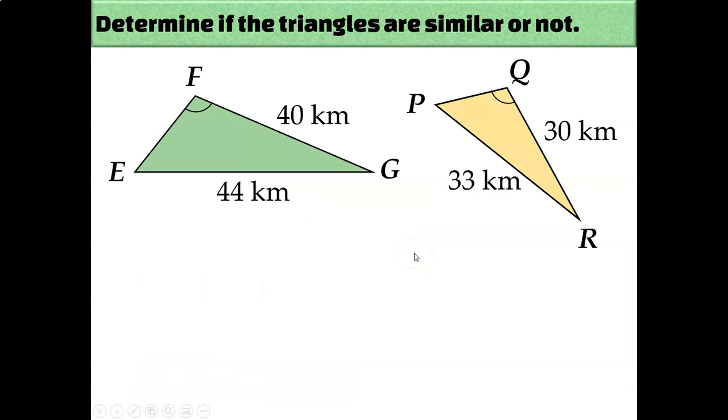What do you think about our next example? I have two sides and an angle. Looks like I should be using side-angle-side similarity based on the information that I've been given.